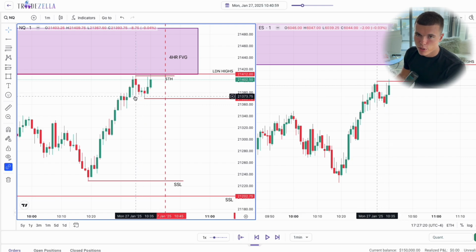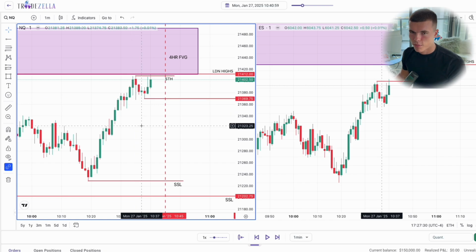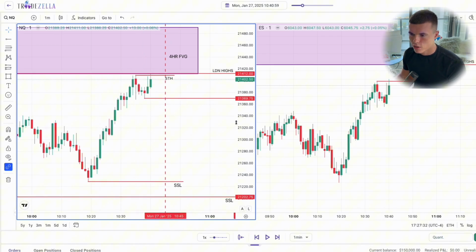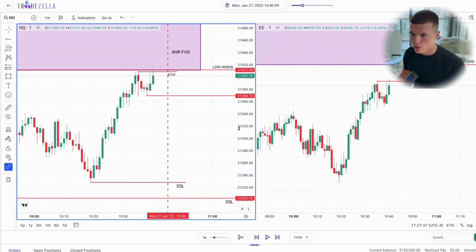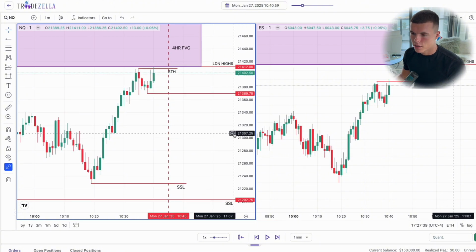We are going to get into breaker blocks, mitigation blocks, and identifying the correct ones and the most high probability breaker blocks to use in order to take a trade on price. But that's going to be later inside of this mentorship. So for those of you that don't understand what a breaker or a mitigation is, we are going to deeply go over that inside of this mentorship.